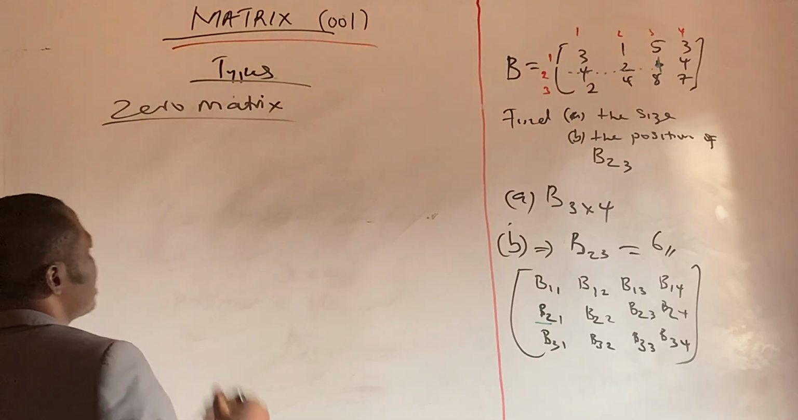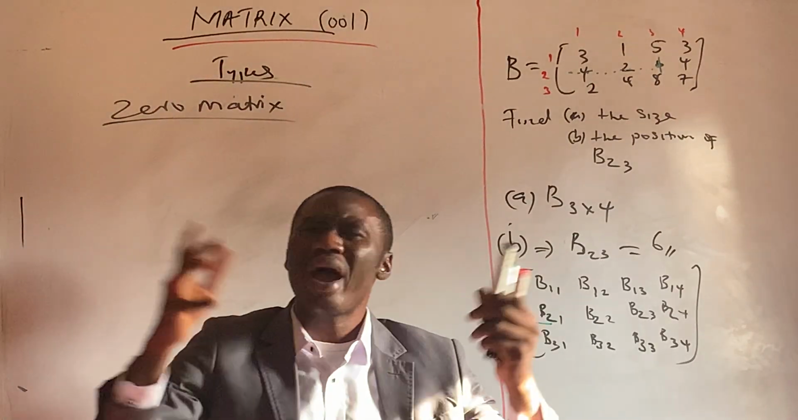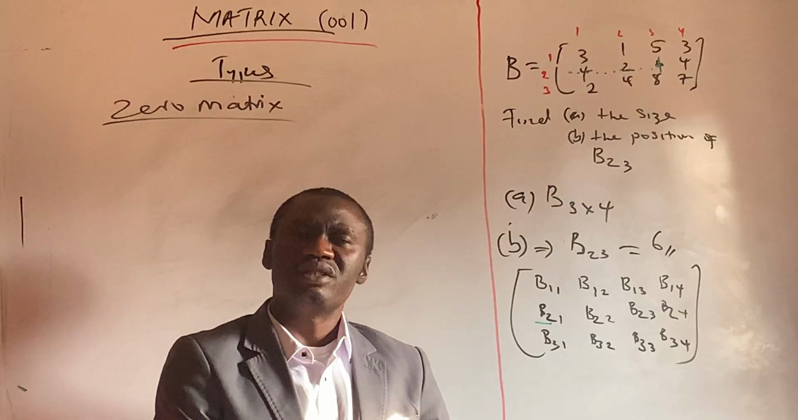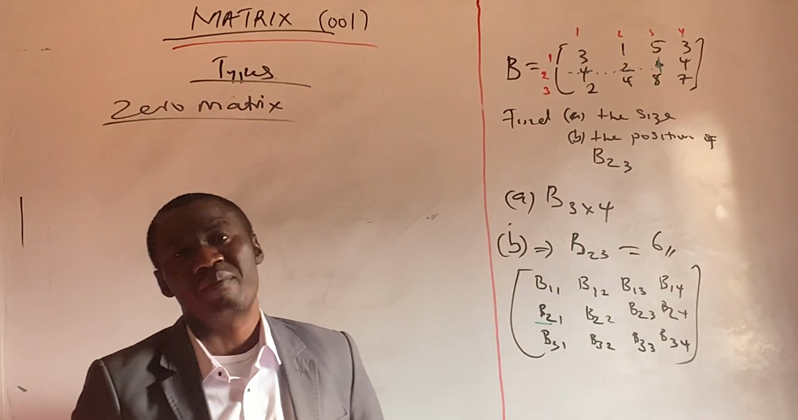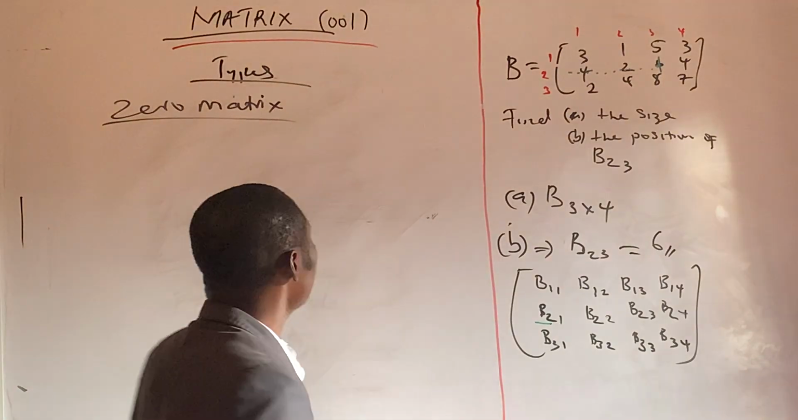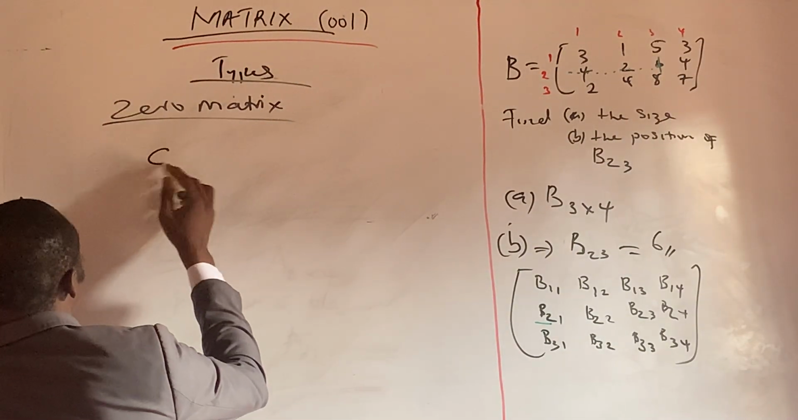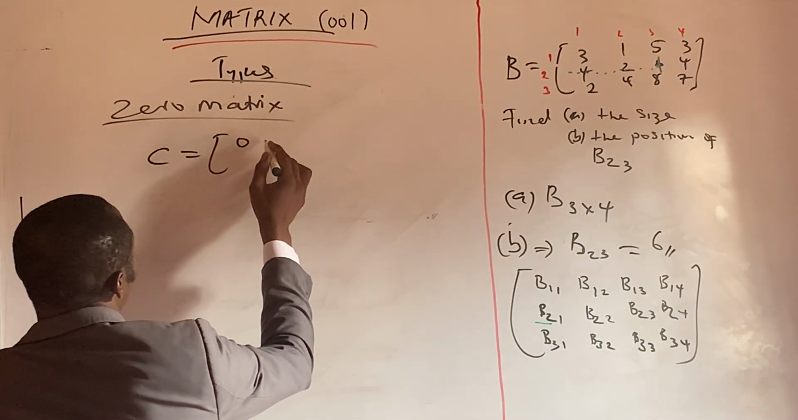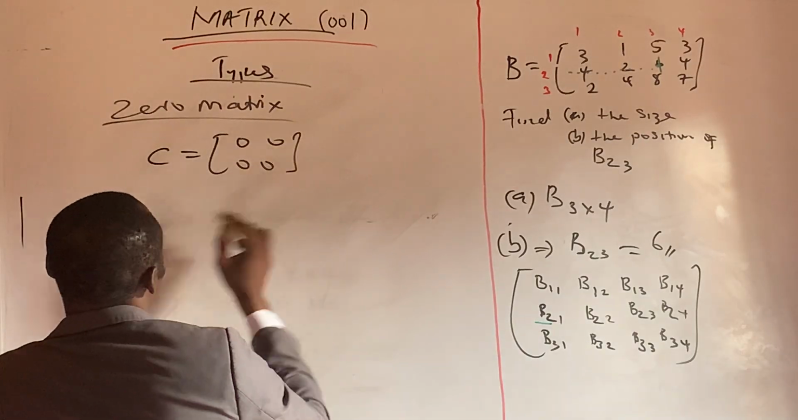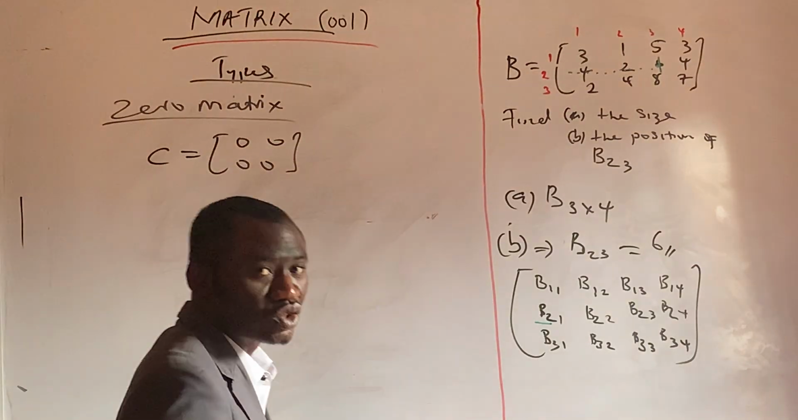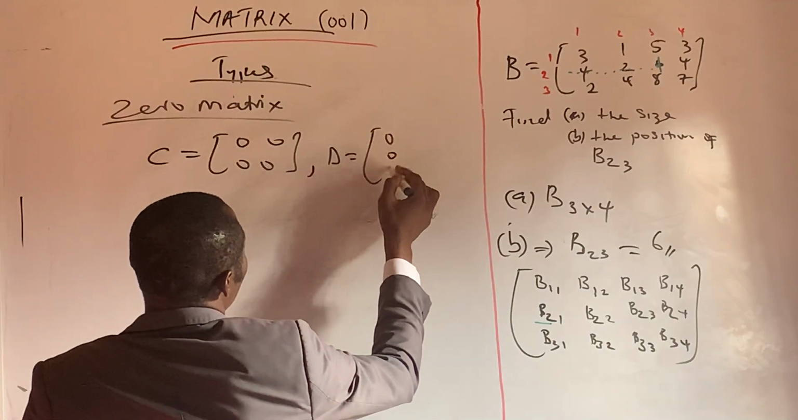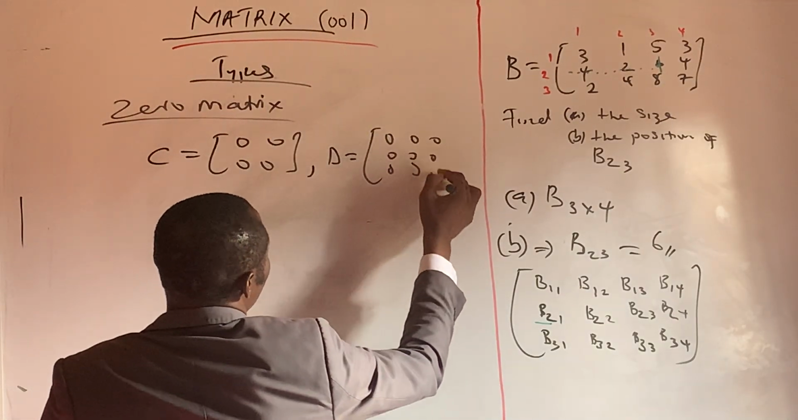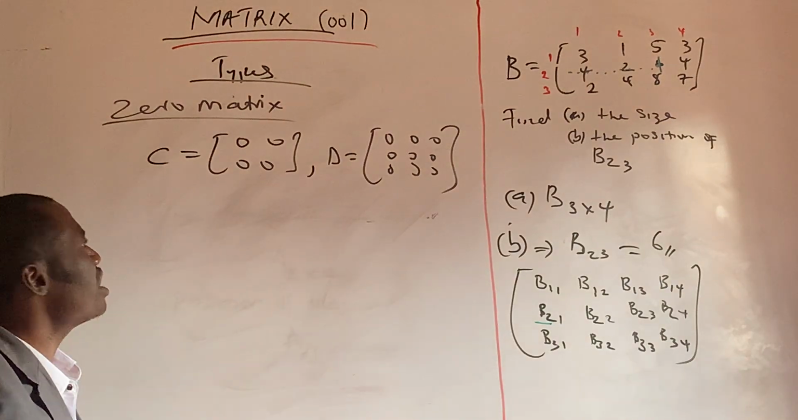The zero matrix is the matrix where the entries are 0. In a zero matrix, the entire entries of that matrix are 0. For instance, let's say we have matrix C, which is equal to 0, 0, 0, 0. Of course, this is a 2 by 2 matrix. We can have D, which is equal to 0, 0, 0, 0, 0, 0, 0, 0, 0. Of course, this is a 3 by 3 matrix.